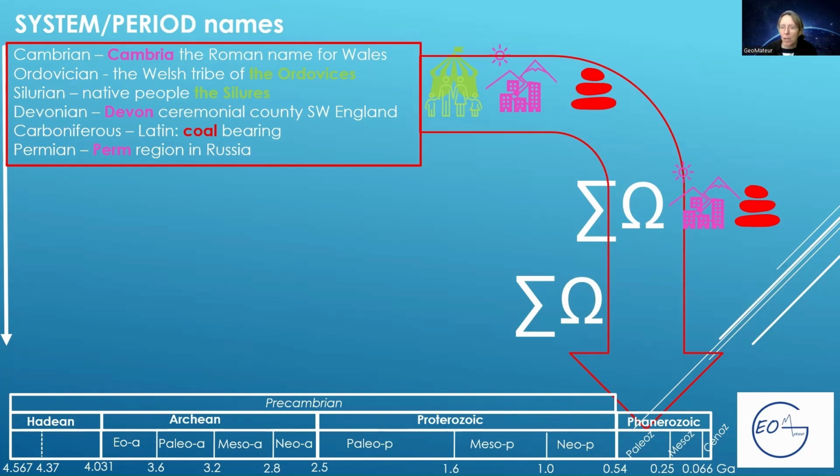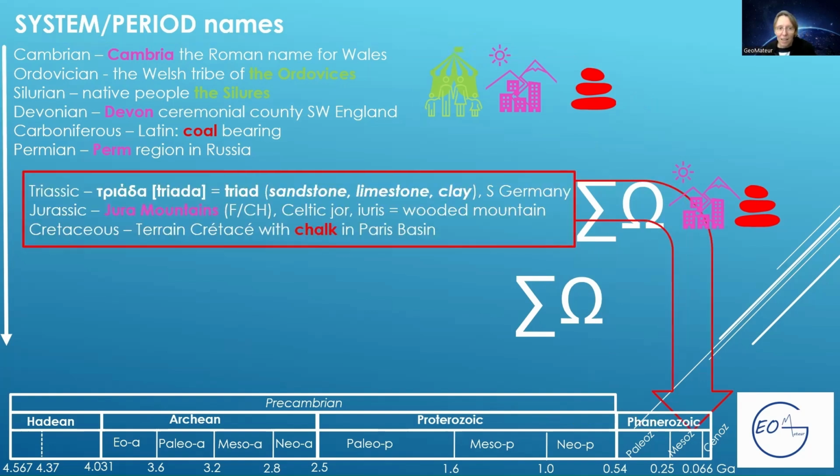Carboniferous is named, derived from the Latin word for coal bearing, and reflects the extensive formation of coal deposits during the time. Permian, its name comes from the Perm region in Russia, where rocks from this period were first studied. Triassic, Jurassic, and Cretaceous are subdivisions of Mesozoic era or eratem.